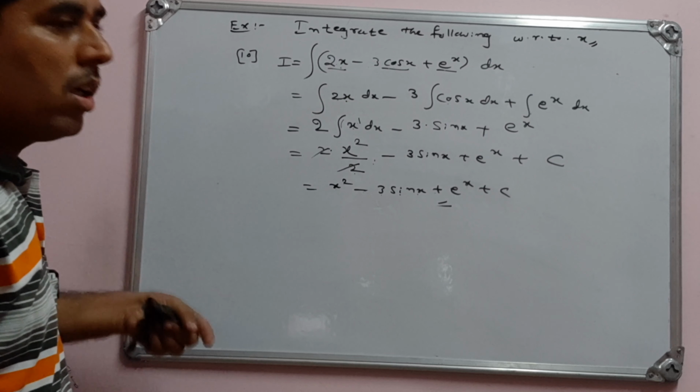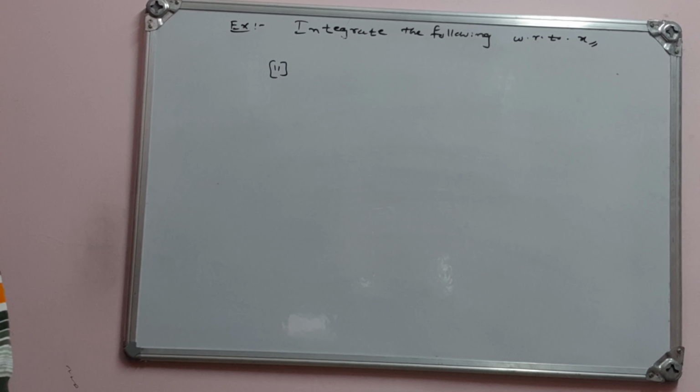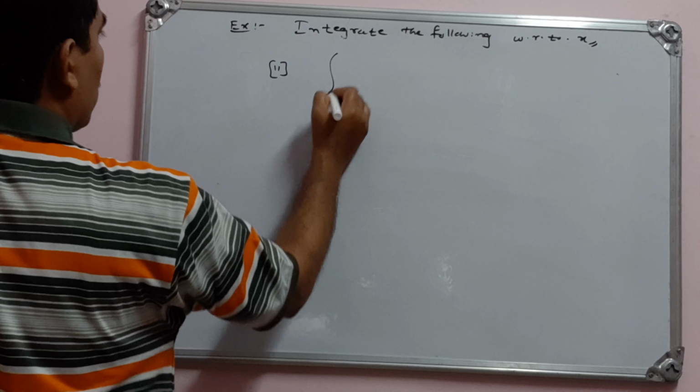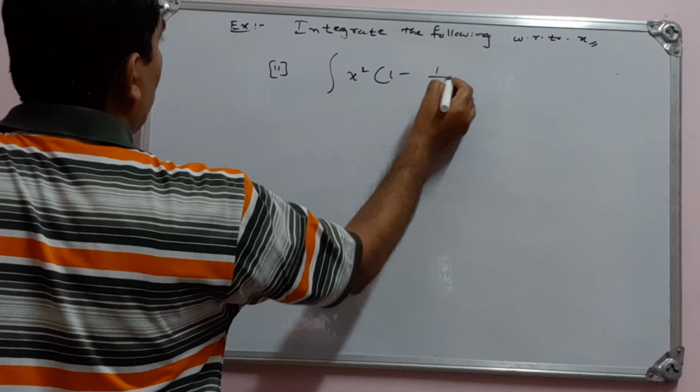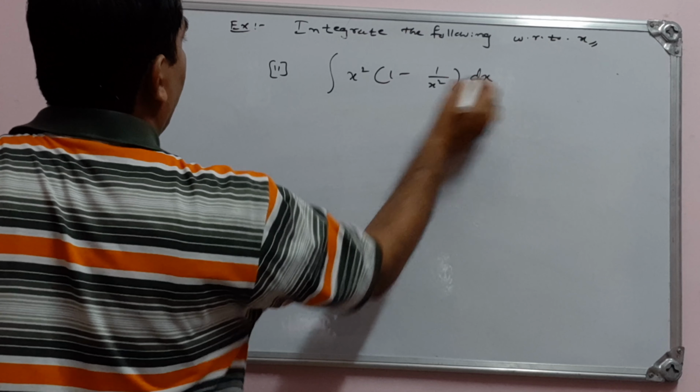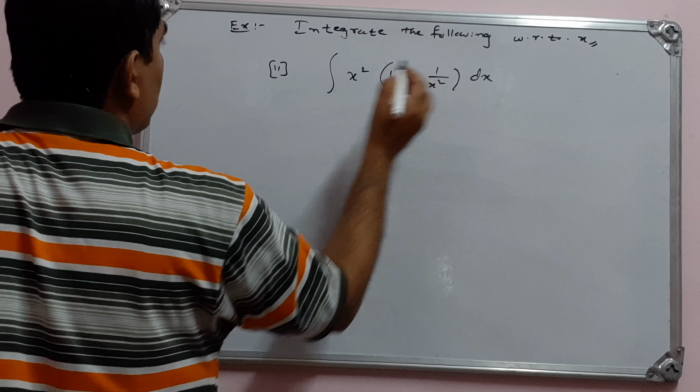So these are the 10 simple examples. Okay, let me consider another one. Okay, 11th. Let me give a number here. 11. So what is this? Let me write this as integration of x square into 1 minus 1 by x square. So let me integrate this.